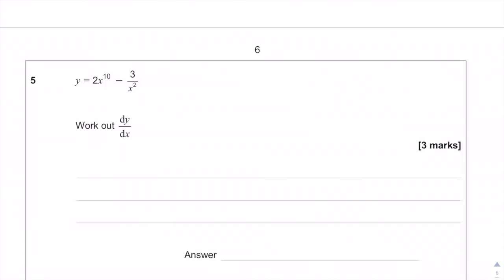Question 5. y equals 2x to the power 10 minus 3 all over x squared. Work out dy by dx. Okay, so I'm going to rewrite that equation as y equals 2x to the power 10 minus 3 all multiplied by x to the power minus 2.